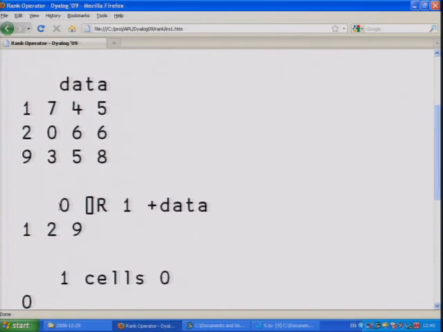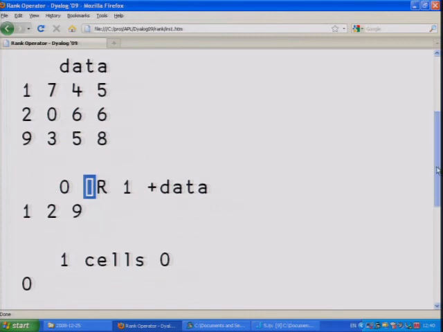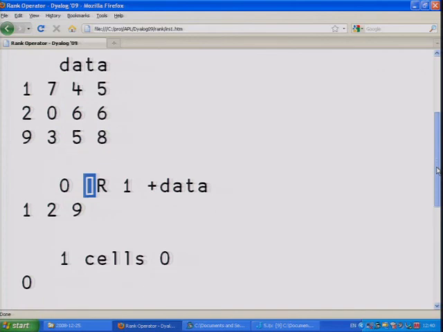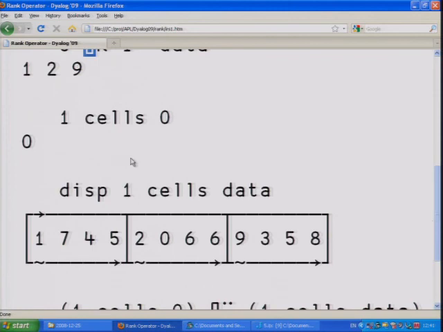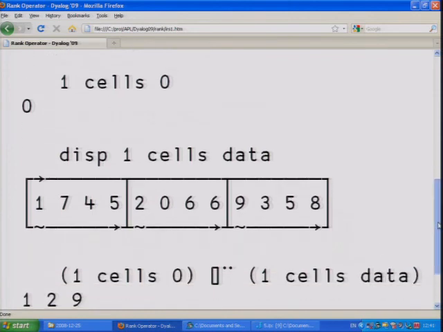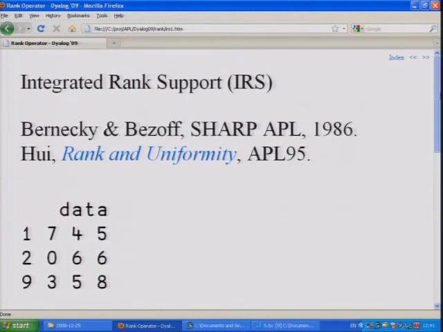So for example, if you say 0 from, squad, rank 1, in other words, I'm getting the first column. So instead of doing what the general rank operator has to do, which is to construct each cell, only to throw away most of it and only keep the first element, you can just go ahead and take the first element of each row. So it doesn't have to go through this laborious process of constructing cells and then getting the result. Since it's only an implementation technique, it gives the same answer as if you didn't have IRS.